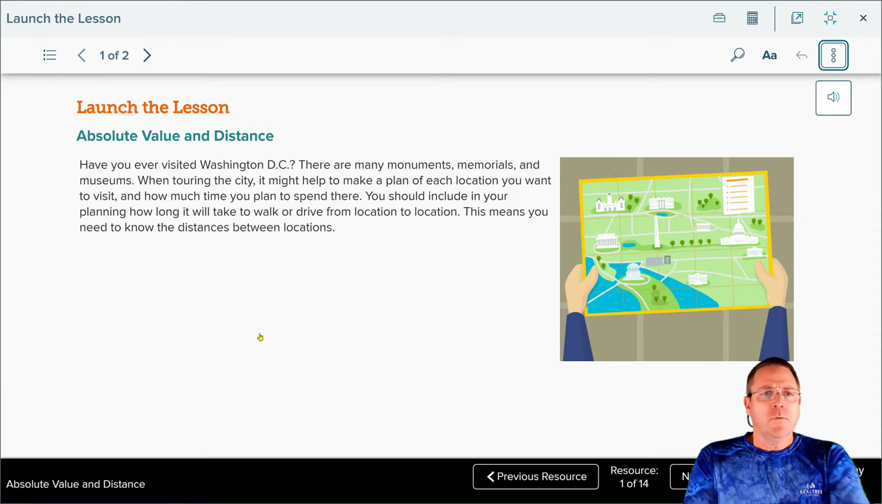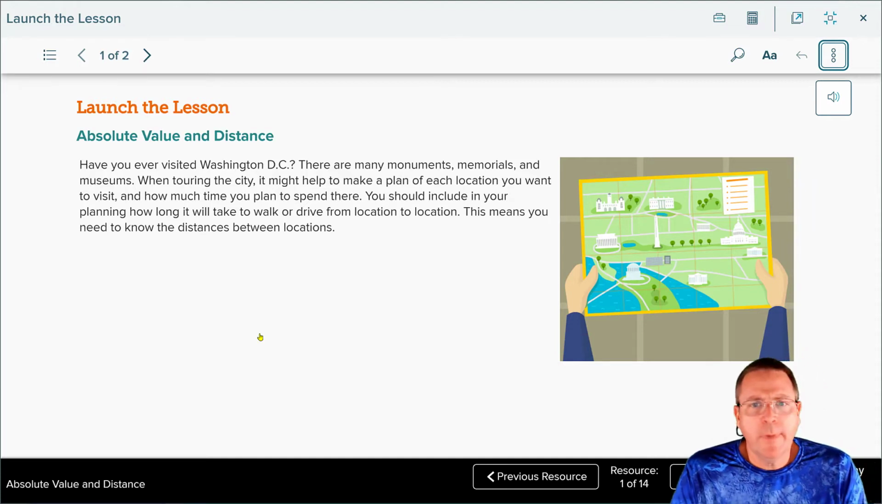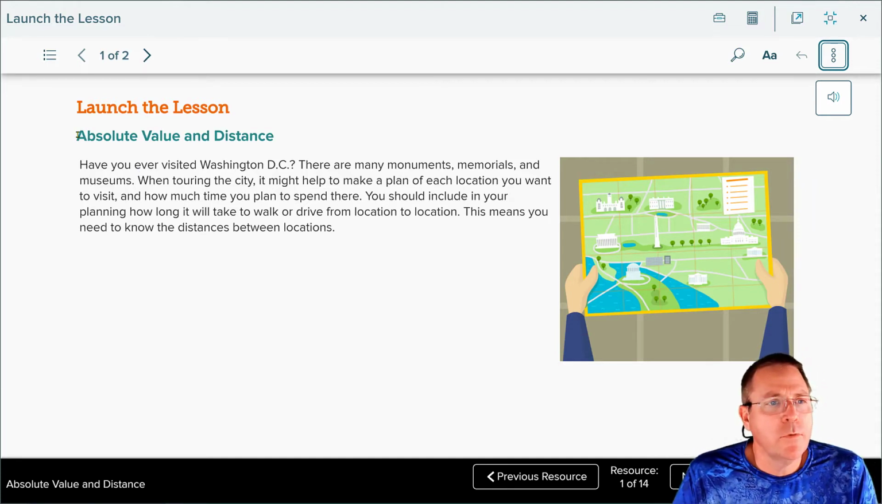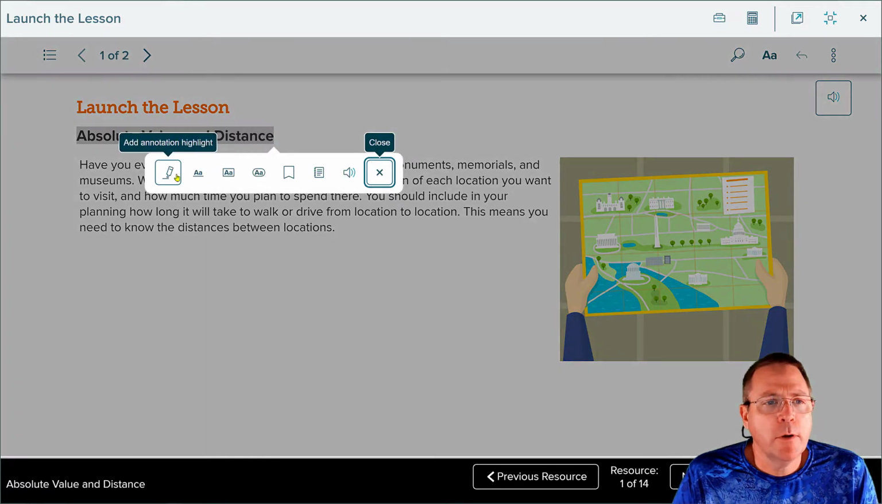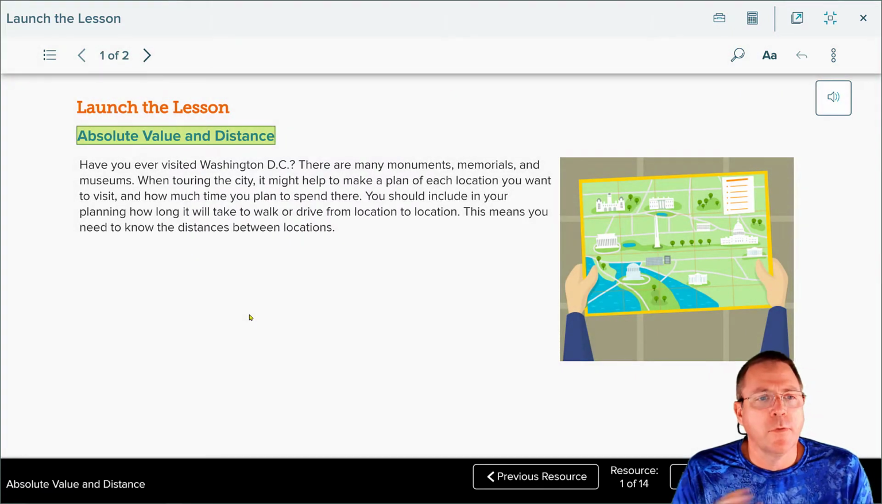Have you ever visited Washington, D.C.? There are many monuments, memorials, and museums. I've been there. It's a pretty cool place. Lots of history involved there.